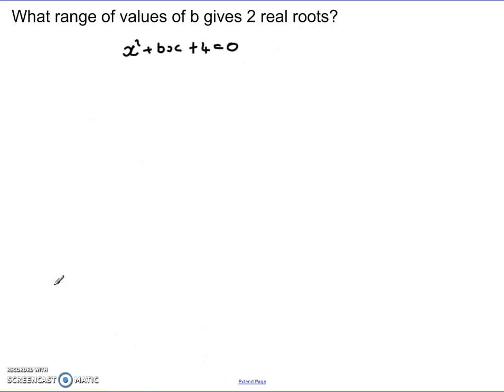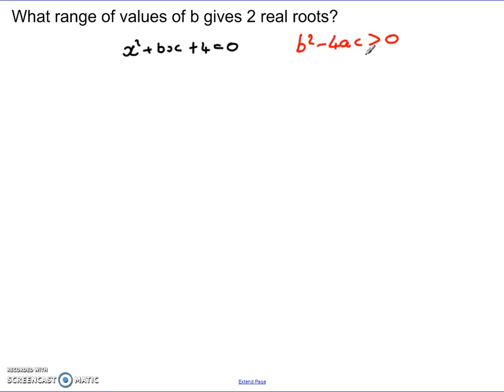Let's take a second scenario now. So the question here is what range of values of b gives two real roots? Now we know we're after a range of values because if we think back to the discriminant, for two real roots we want b² − 4ac this time bigger than 0. So we want this condition met.